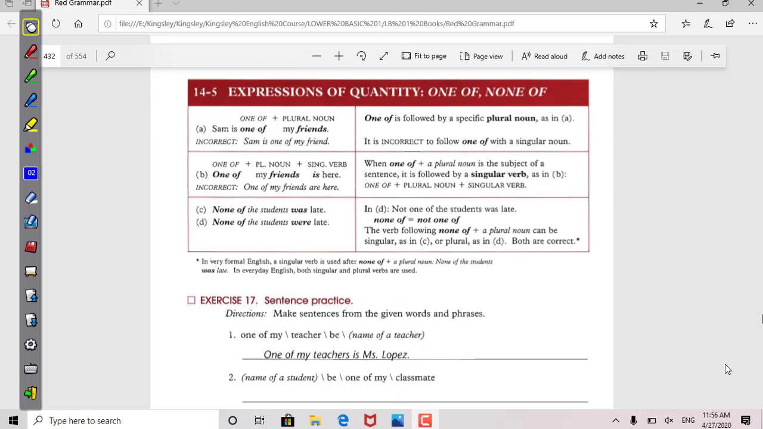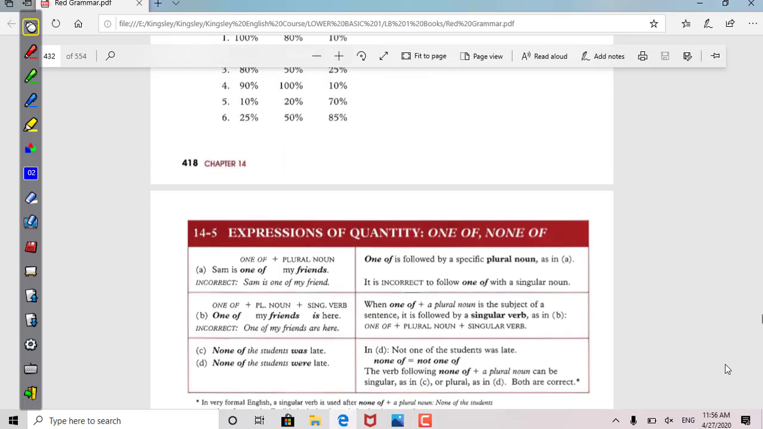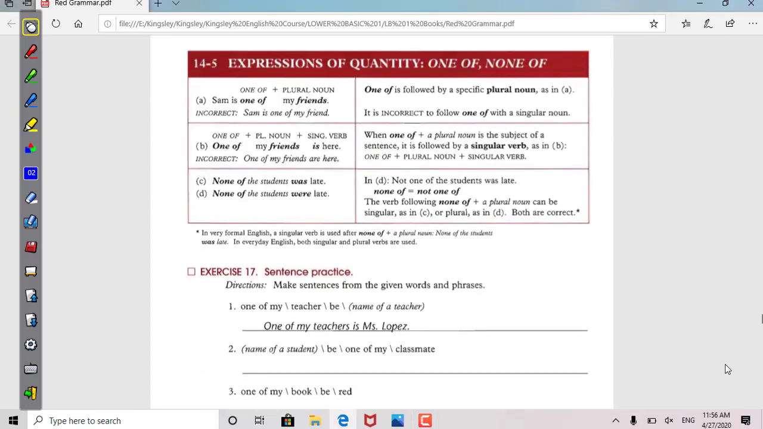We talked about this one will be part two, and this one will be in chapter 14. I will start by explaining on page 419. This one is about expressions of quantity, one of or none of. Before we go to that material, we will try to see first the explanation.